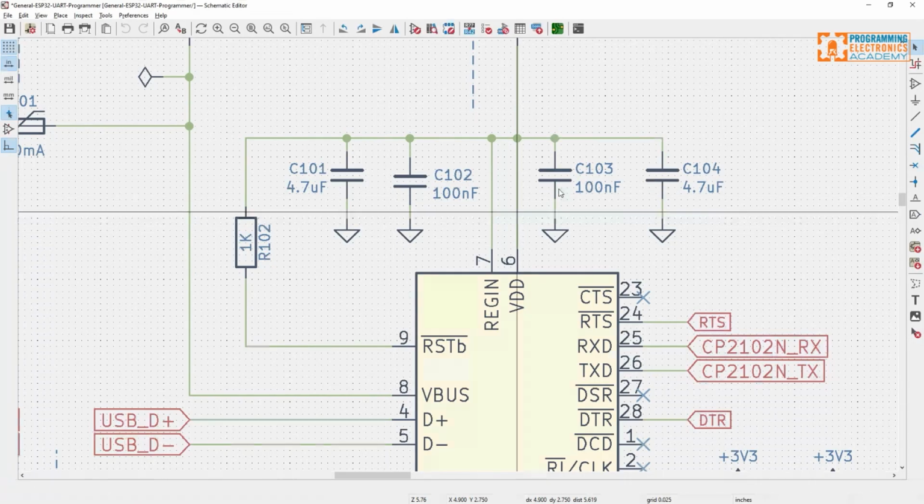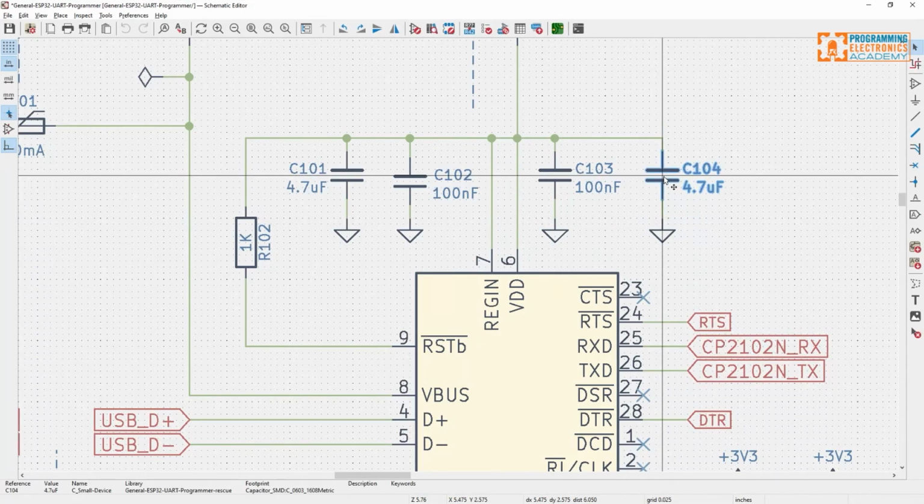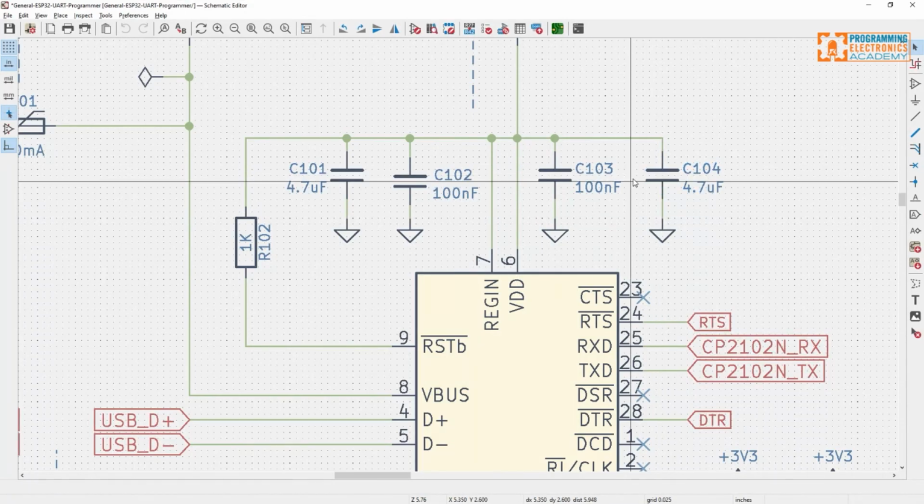The 4.7 microfarad cap is there for a couple of reasons. One, because the data sheet told me to. If the data sheet tells me to put a capacitor on the power rail, I don't question it.